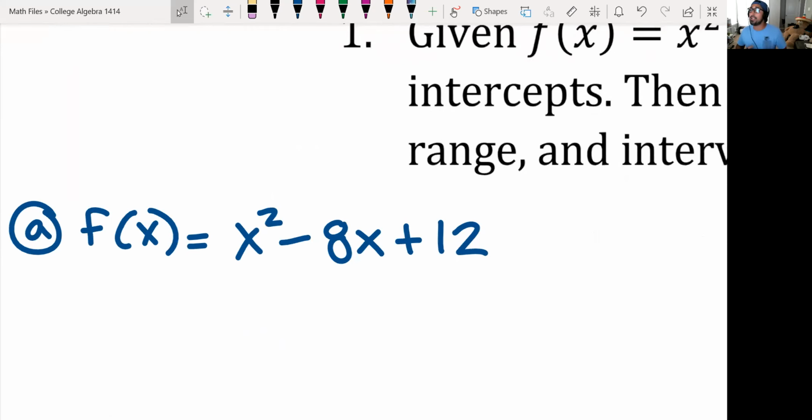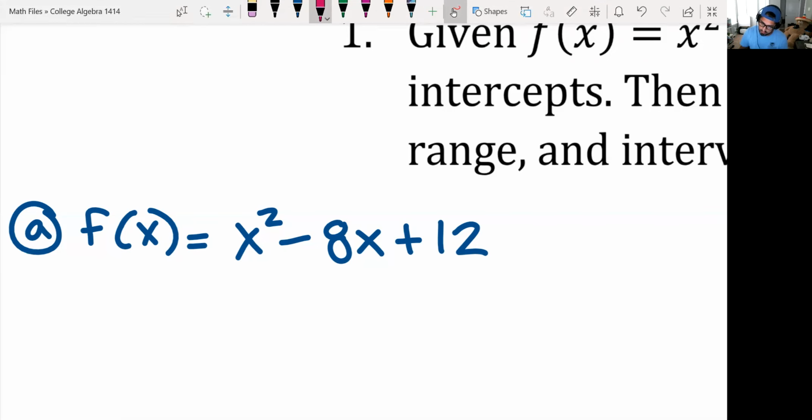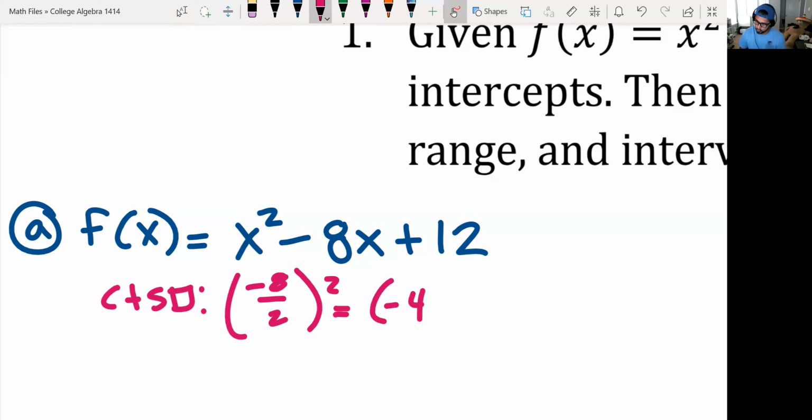So now our job is to put this into vertex form by completing the square. And remember, to complete the square, you must have a perfect form where the leading coefficient is 1, right? We need to have x squared plus bx plus c. And if that leading coefficient is 1, we are good to go. Which means we'll take half of negative 8, which is negative 4, square it, and we get 16.